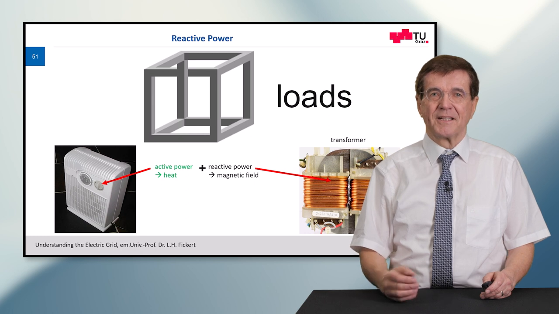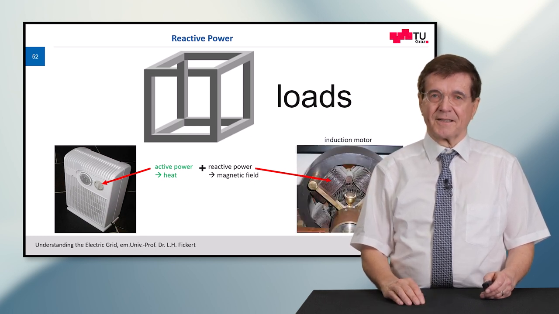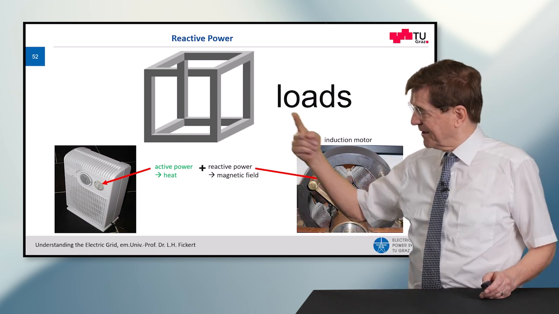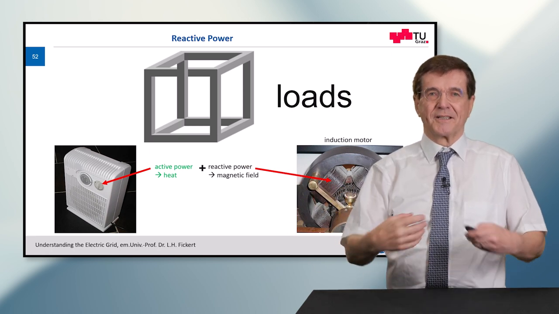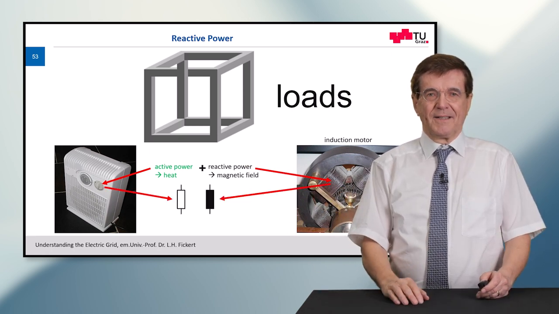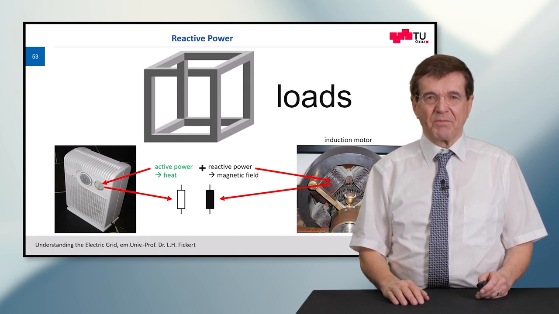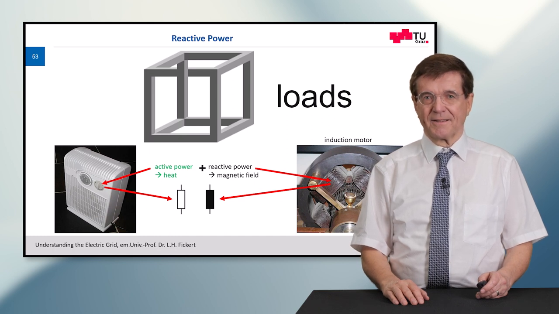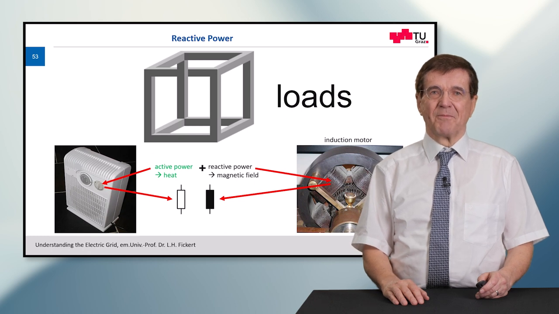And the magnetic field has to do with induction law. Again, an induction motor is also a typical representative, and you can see here very clearly these are the windings, which means this is a coil, an induction coil. In electrical terms, the consumer of active power is represented by a resistor, and the consumer of reactive power is represented by a black box.